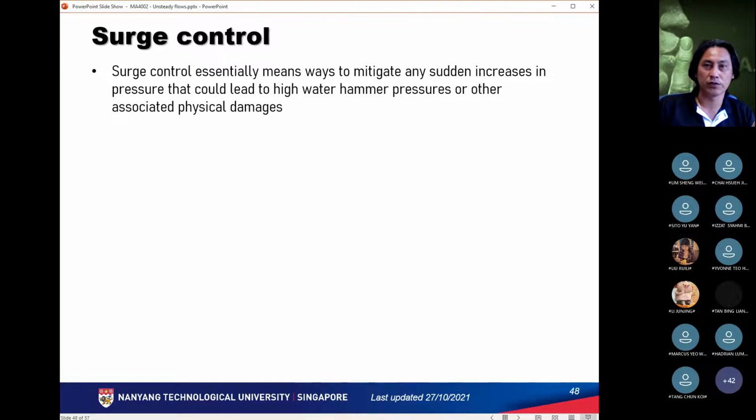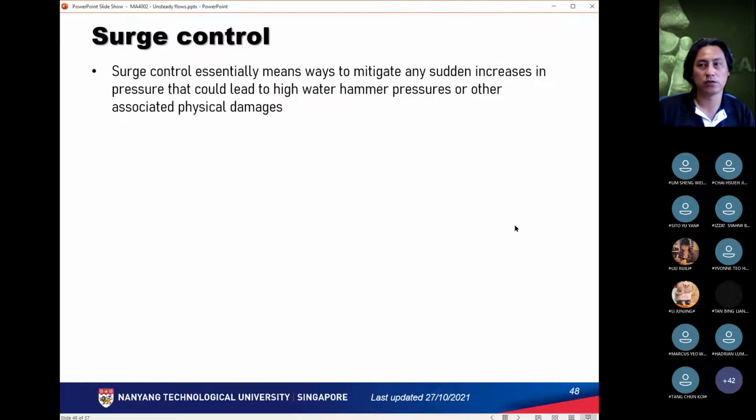Again, I want to use the oil refinery. Sometimes you see vertical tanks standing vertically in the middle of pipelines. Those are surge tanks. It may or may not be vertical. Some surge tanks are actually horizontal. It depends on the applications at the end of the day.